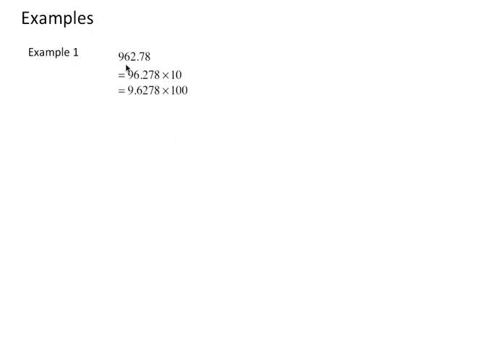Okay, so then notice that we have 9.6278 times 100 is the same as 962.78. We all agree. Okay, now the decimal's in the right place, and 100 is 10 to the power of 2. Okay, so we've now written the 962.78 as 9.6278 times 10 to the power of 2. Okay, this is scientific notation.